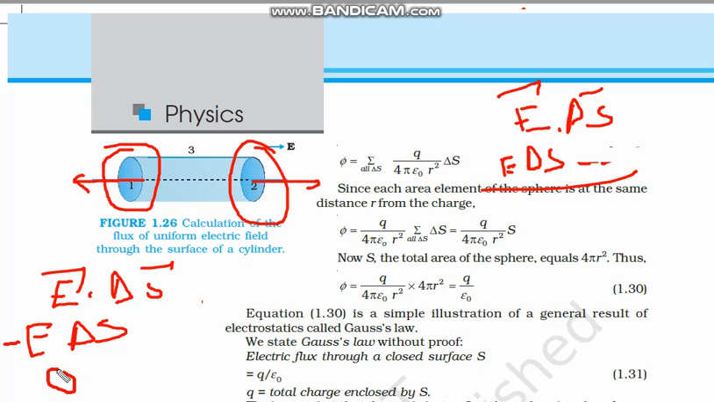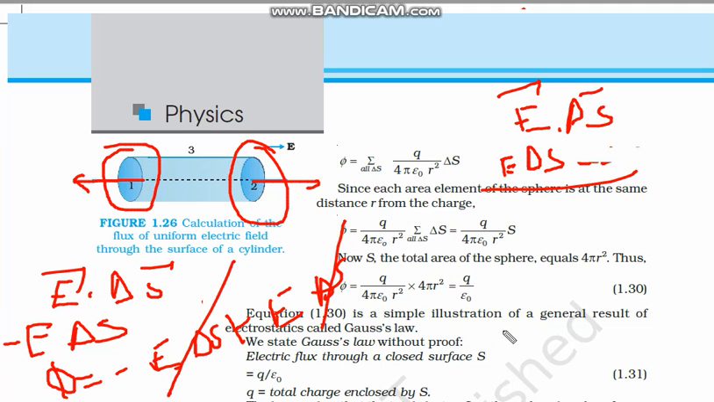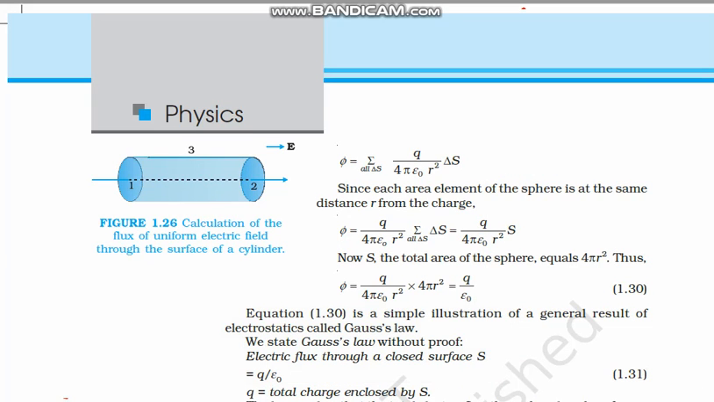So the total flux is equal to minus E delta S plus E delta S, and the plus and minus cancel out. So again the total flux phi is equal to 0. So Gauss law is true even in this case. Even though there was an electric field, the total flux is 0.